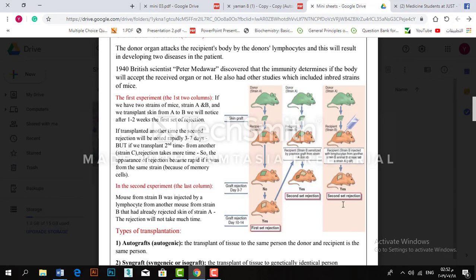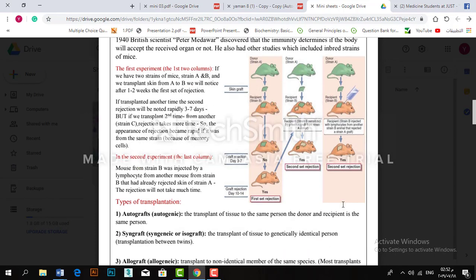اوكي، اجا عمل تجربته على المايس. اول first experiment the first column اجا ايش عمل؟ جاب سترين A وسترين B. اوكي، بعدين نقلنا we transplanted from A to B a skin, a part of skin. We will notice that from 1 to 2 weeks what will happen? Rejection. First set of rejection.